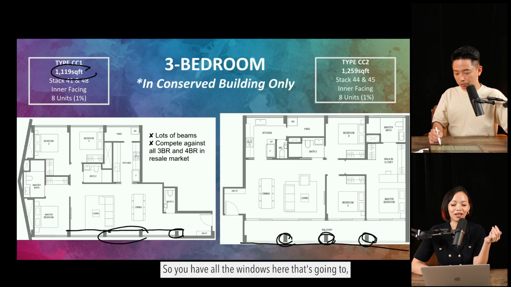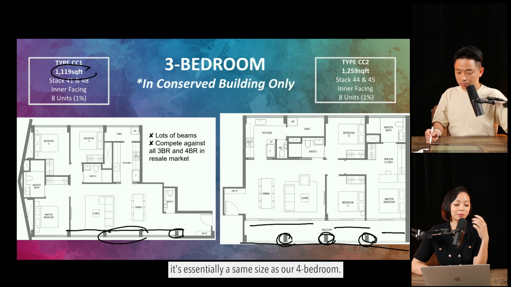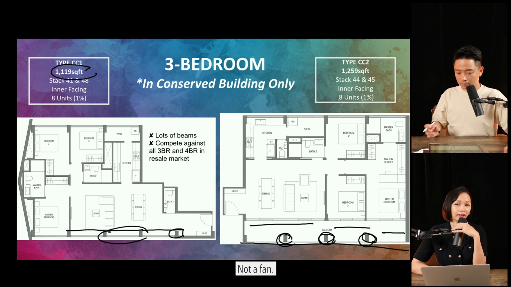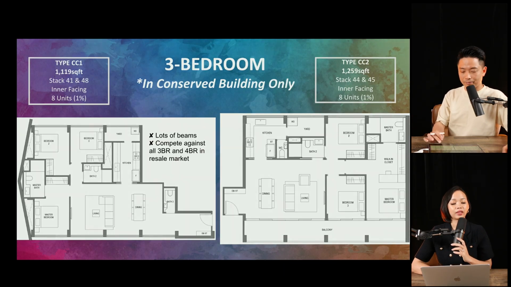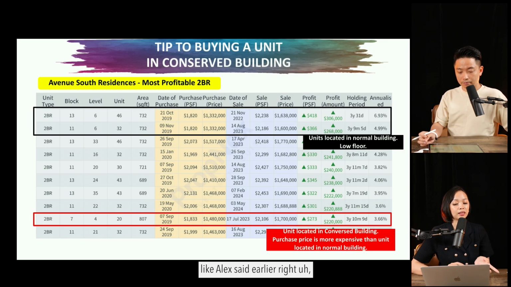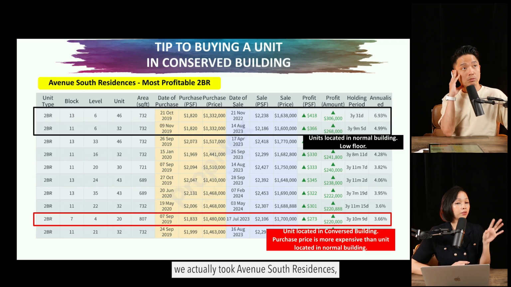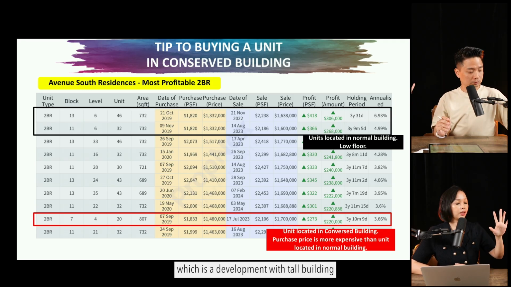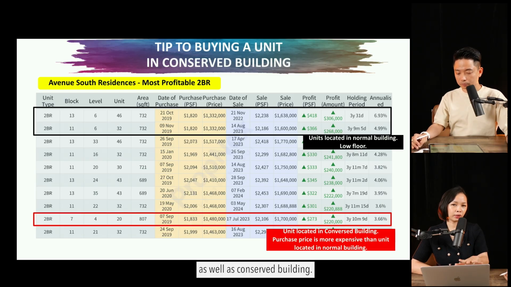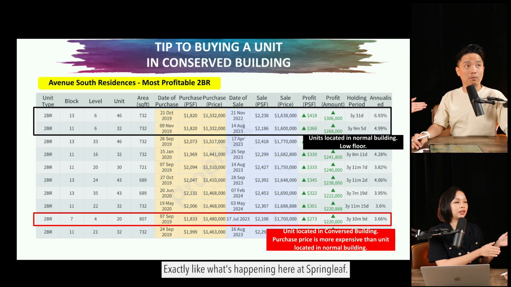Wow. Yeah. So you have all the windows here. It's actually the same size as our 4-bedroom. Not a fan. So at 1259, you can buy a 4-bedroom. But we want to show you, like Alex said earlier, we actually took Avenue South Residences, which is a development with a tall building as well as a conserve building, exactly like what's happening here at Springleaf, right?